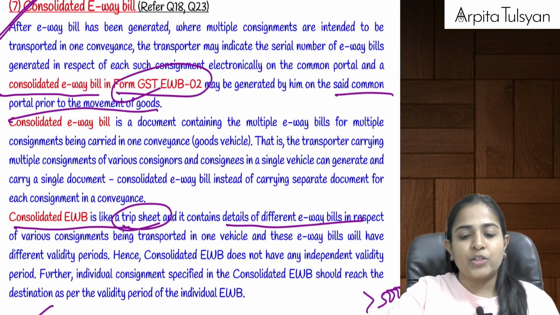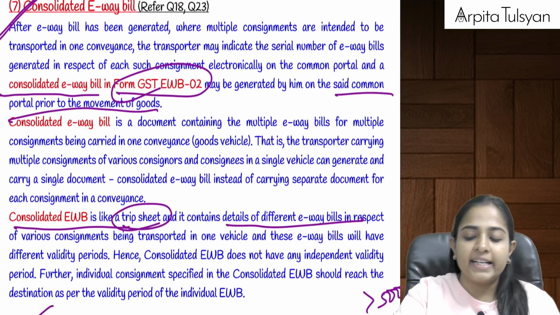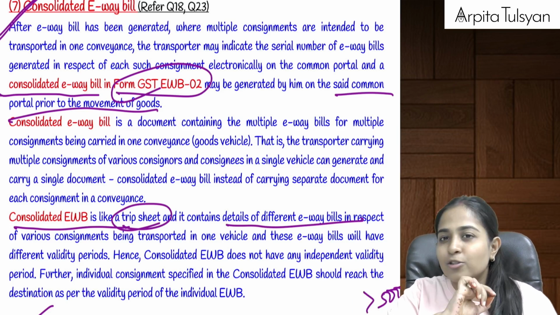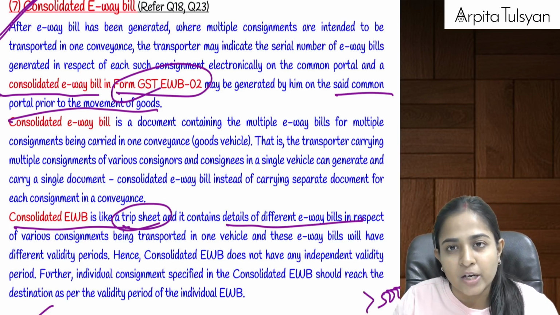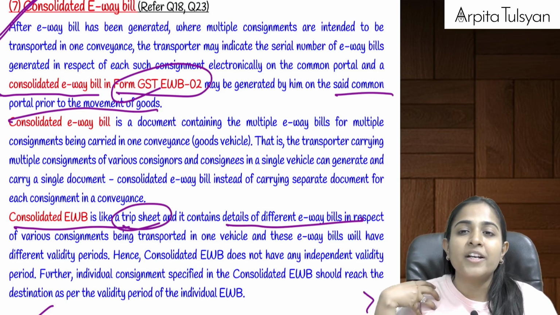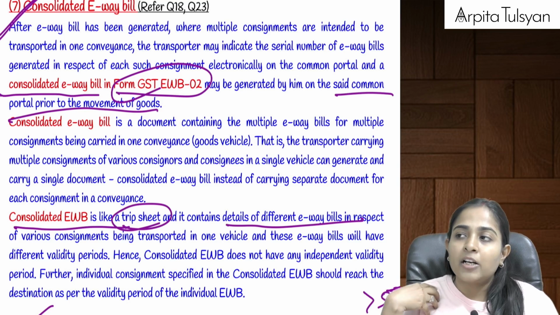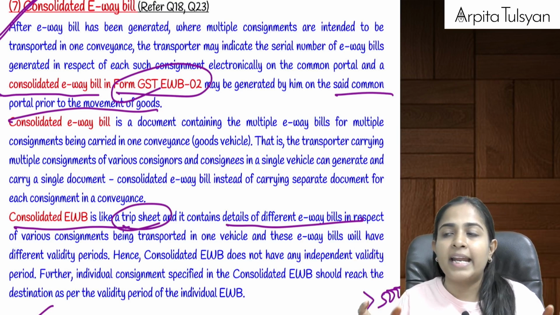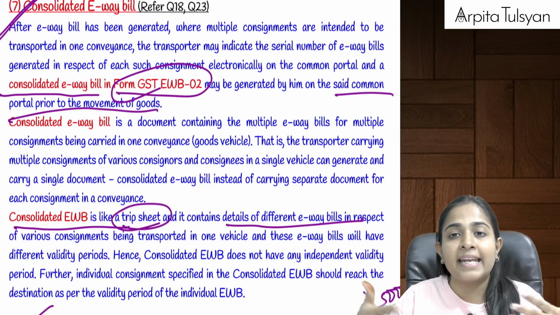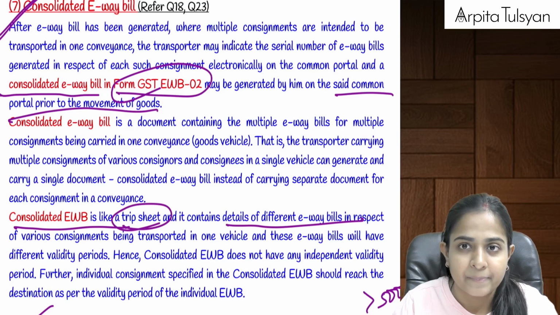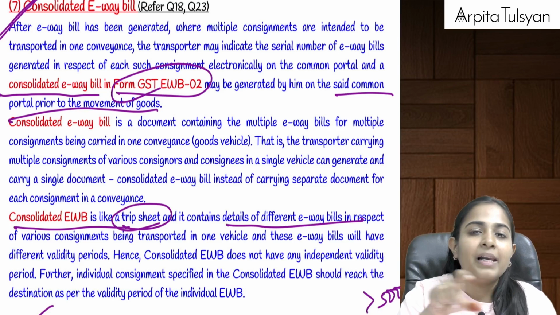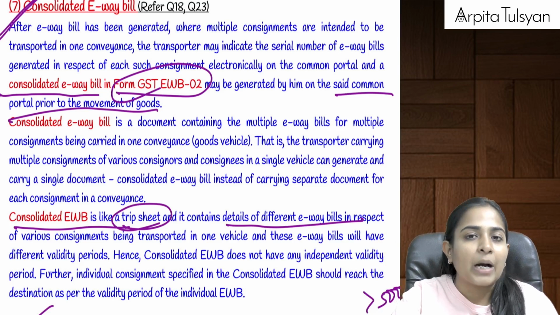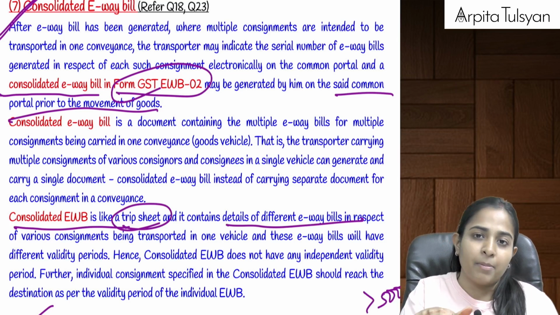Yes. Then the next one talks about the consolidated e-way bill. What do you mean by consolidated e-way bill? First of all, this provision is not mandatory. This is altogether an optional provision. The option has been given to the transporter only. Suppose in a vehicle, a vessel or an aircraft, the transporter is carrying multiple consignments having multiple e-way bills, then such a transporter can go to the GST portal and apply for a consolidated e-way bill.